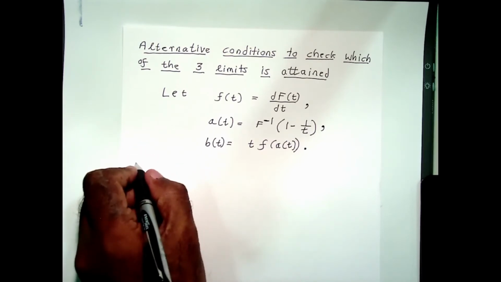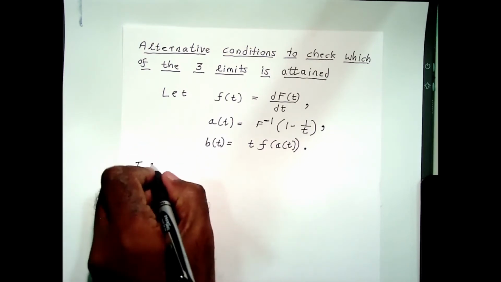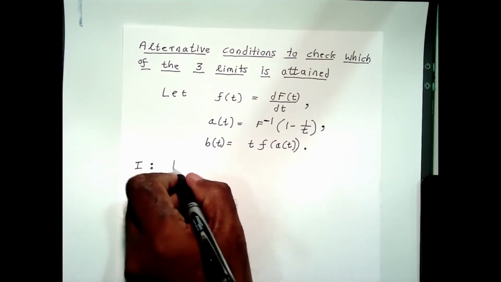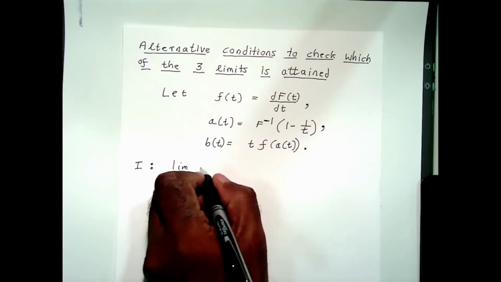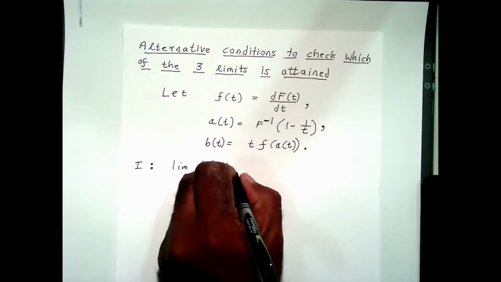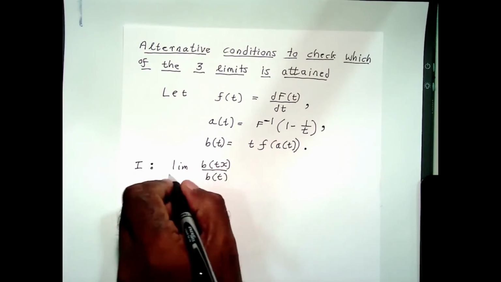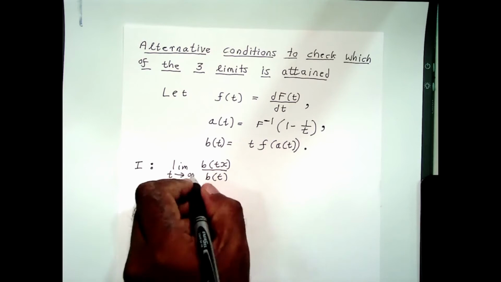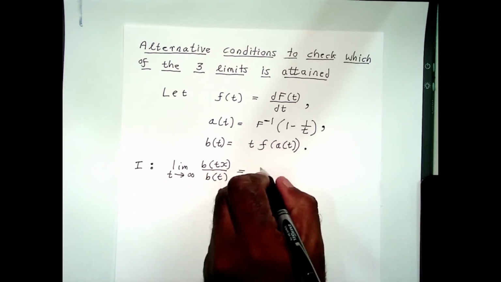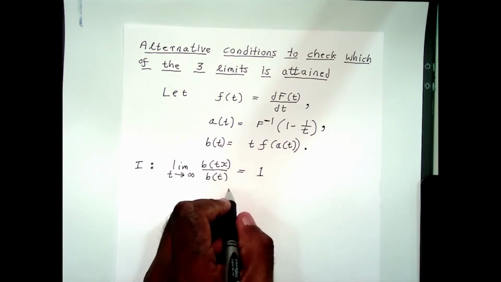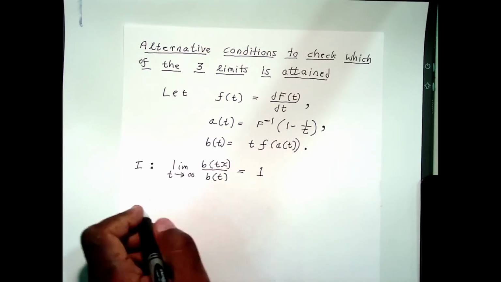So for condition 1, for type 1 limit to be attained, this condition must be satisfied. So the limit of this is equal to 1. Right? So if this condition is satisfied, then the limit will be the Gumbel limit, or the type 1 limit, right?